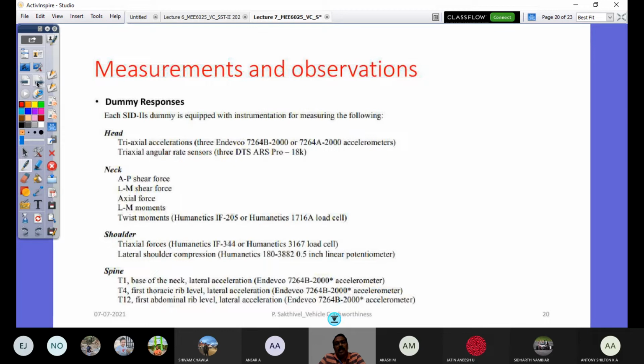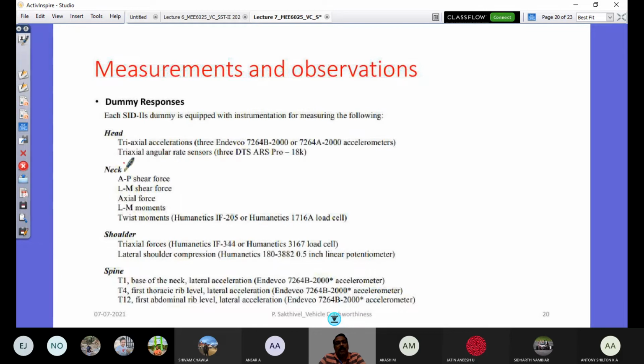Why do I say crash pulse data? Crash pulse data enters the dummy, and that is what is measured at these different parts of the dummy: head, neck, shoulder, spine. There are three sensors that we have basically seen. One is the accelerometer, another one is the movement sensor, to measure the displacement, the chest movement, and then the load cells. Load cells measure the forces.